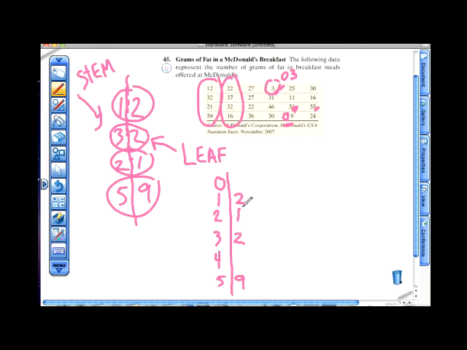22, so there's the 2, there's the other 2. 37, 3, 7. 32, 32. 16, 1, 6. Next column. 27, 27, 22, 36. So hopefully you're with me. Again, those stems are only written once, and each leaf represents a data value, and you can go back and read them. Let's finish up, and I'll show you what I mean.